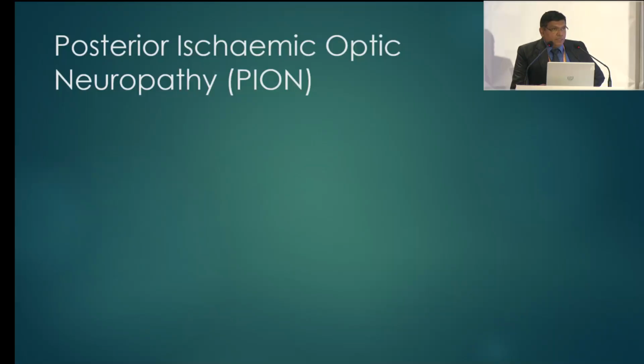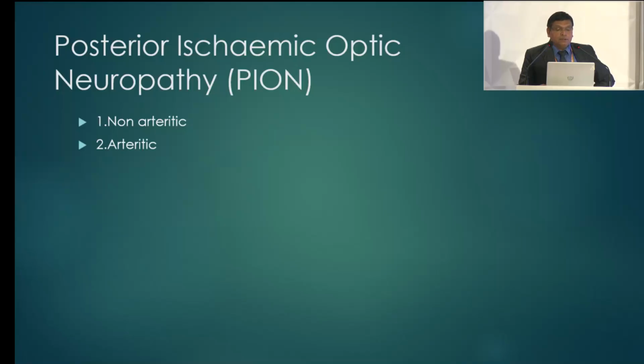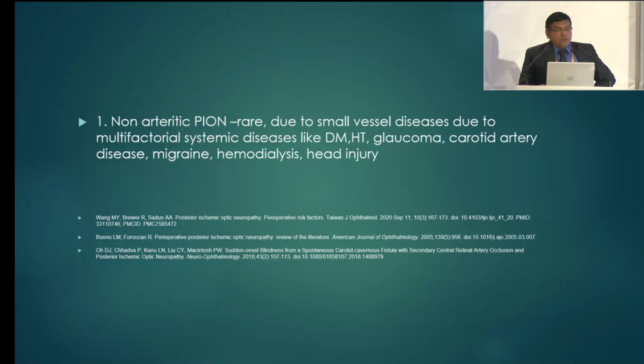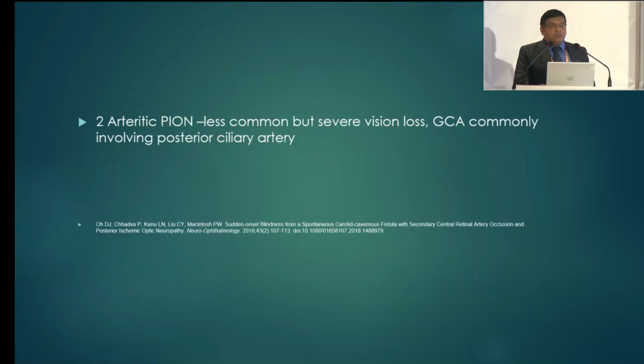Posterior ischemic optic neuropathy is a rarer entity than anterior ischemic optic neuropathy, but there are three types: non-arteritic, arteritic, and perioperative. Non-arteritic is again rare, but it can still happen due to multifactorial systemic diseases like diabetes and hypertension. Researchers have shown that glaucoma, carotid artery disease, dissection, migraine, hemodialysis, and head injury can cause this type of posterior ischemic optic neuropathy. Arteritic is even less common, with GCA being the common cause, involving the posterior ciliary artery.